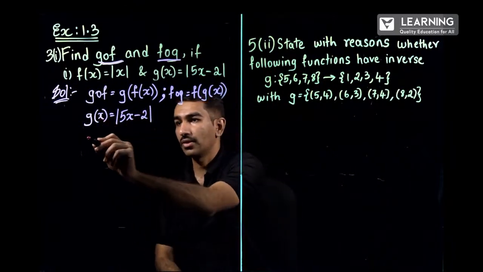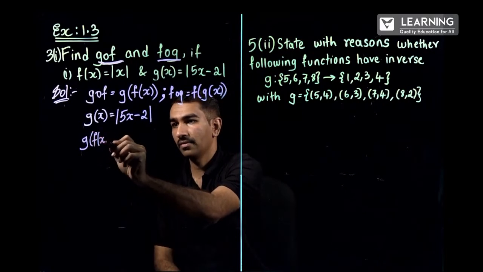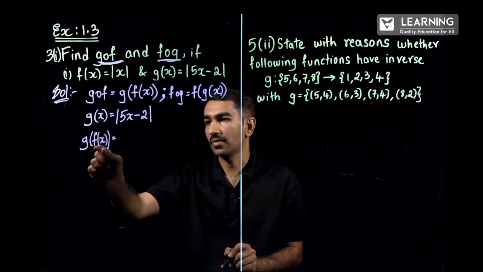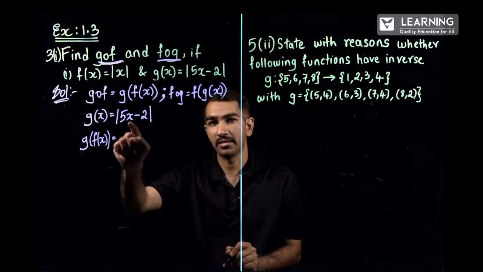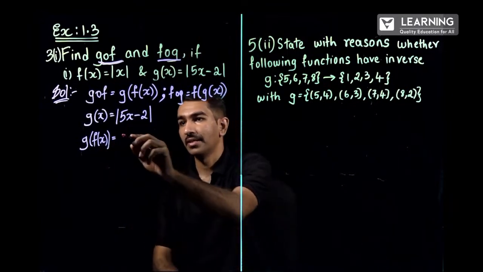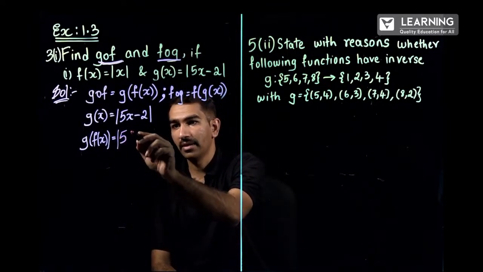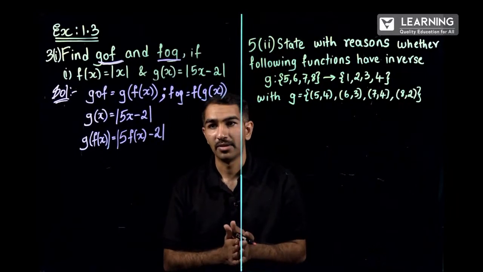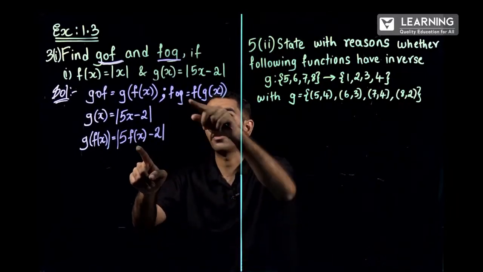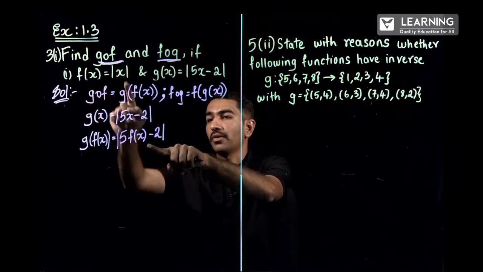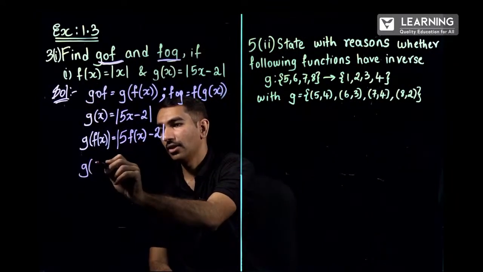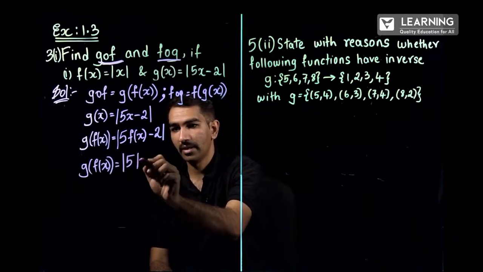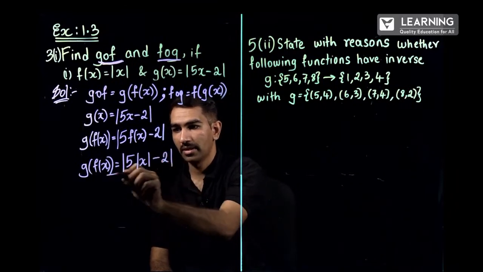Now instead of this x, what should we write, students? f of x. So g of f of x is equal to, in the place of x we have written f of x. So here we'll write mod of 5 f of x minus 2. Understood? Now what is f of x? f of x is mod of x. So g of f of x is equal to mod of 5 mod x minus 2. This is your right answer.